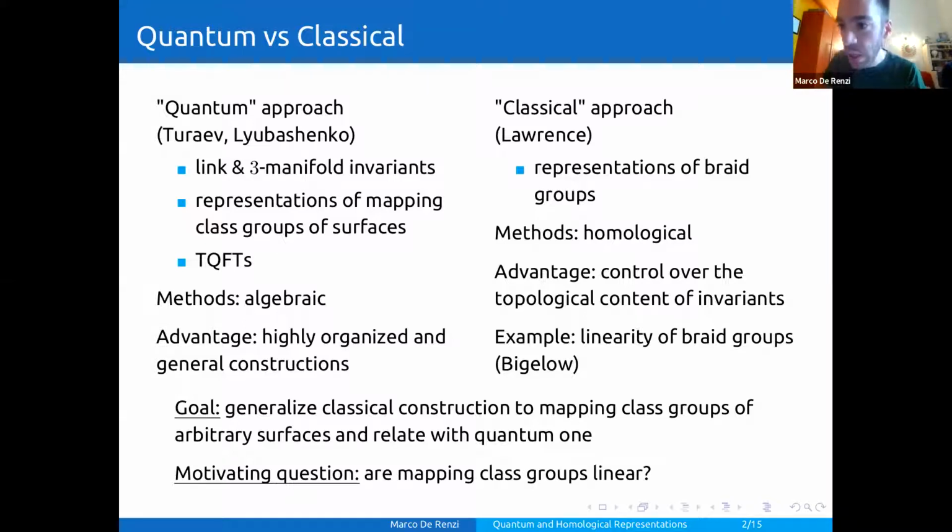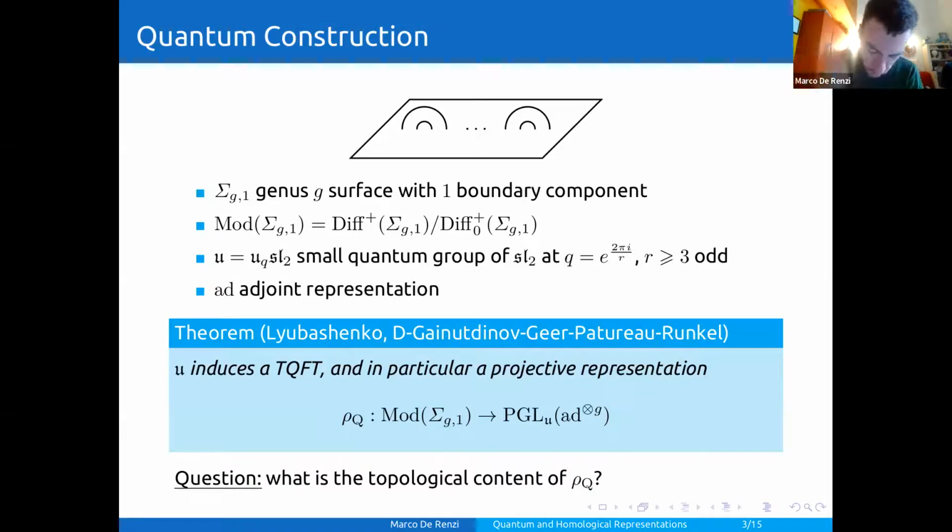Anyway, I will now maybe move on to giving an overview of the main result I will present today. And I will start from the quantum side of the construction. To do this, I will need to fix some notation. So I will denote with sigma G1 the genus G surface with one boundary component, right? As represented in this picture.